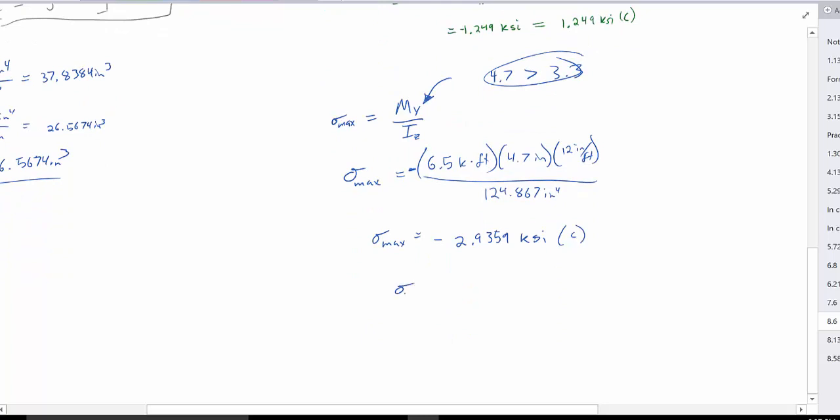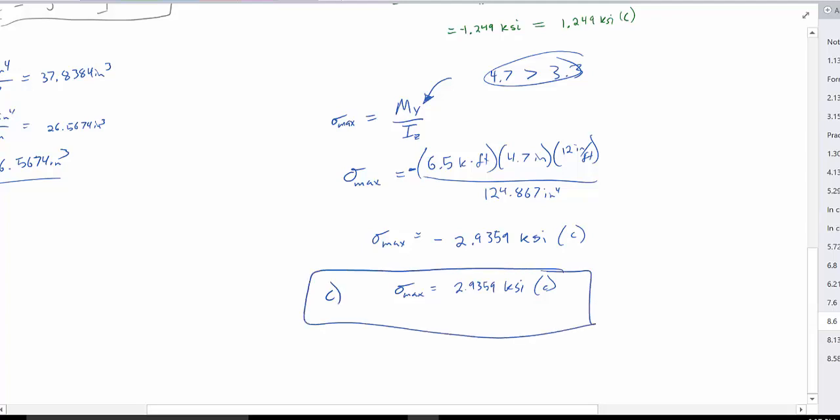So stress max equals 2.9359 KSI in compression. Okay, and this is part C. And that is the final answer, check mark, and a happy face.